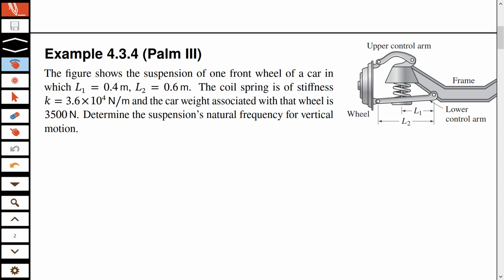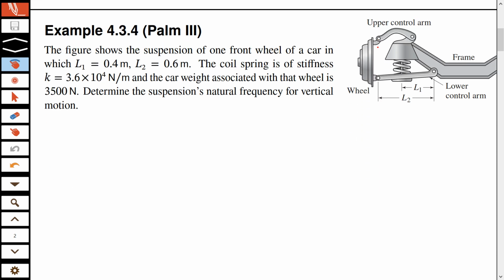Let's begin with the next example in pipeline. So this is another application of the Rayleigh's method. And if you have wondered about a suspension system, so this question is about the suspension of one front wheel of a car. So this wheel, and so you have these dimensions given. L1 is 0.4 meter, L2 is 0.6 meter, L1 and L2.